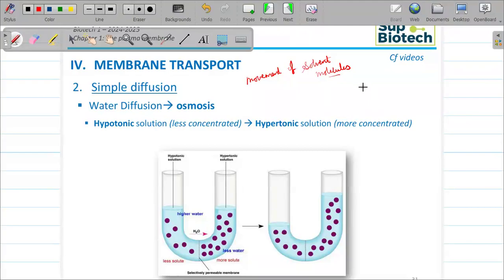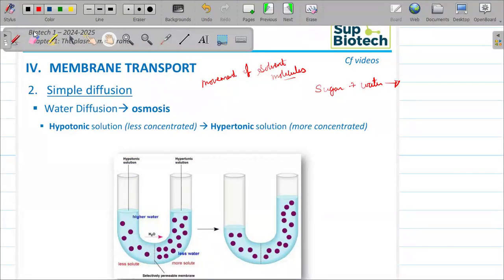Solvent, in the sense, if I take sugar and if I take water and mix them with each other, it will form a sugar solution. So sugar is actually a solute. Solvent is actually water. So osmosis is about where the solvent molecules, the water molecules, are able to move.